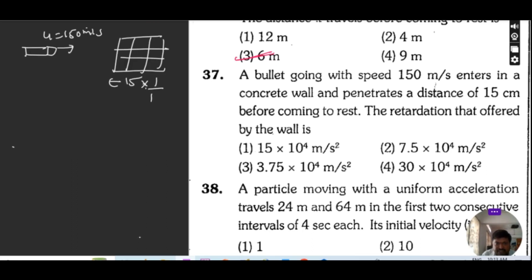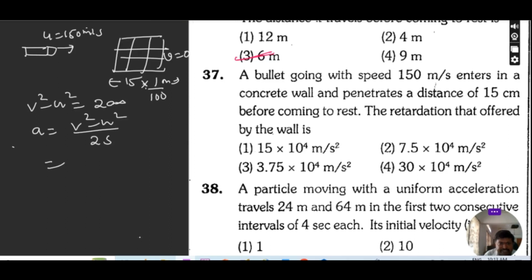Convert centimeter into meter, that is 1 by 100 meter. And before coming to rest, that means final velocity is 0. Then find the retardation offered by the wall. So use third equation of motion, v square minus u square equal to 2as. Make a the subject: a equal to v square minus u square by 2s. So v is 0, minus u is 150.